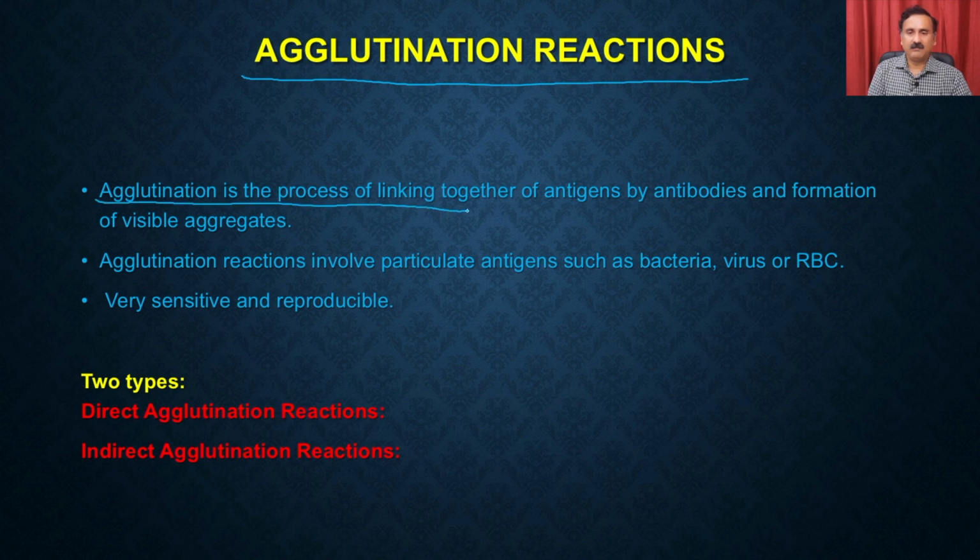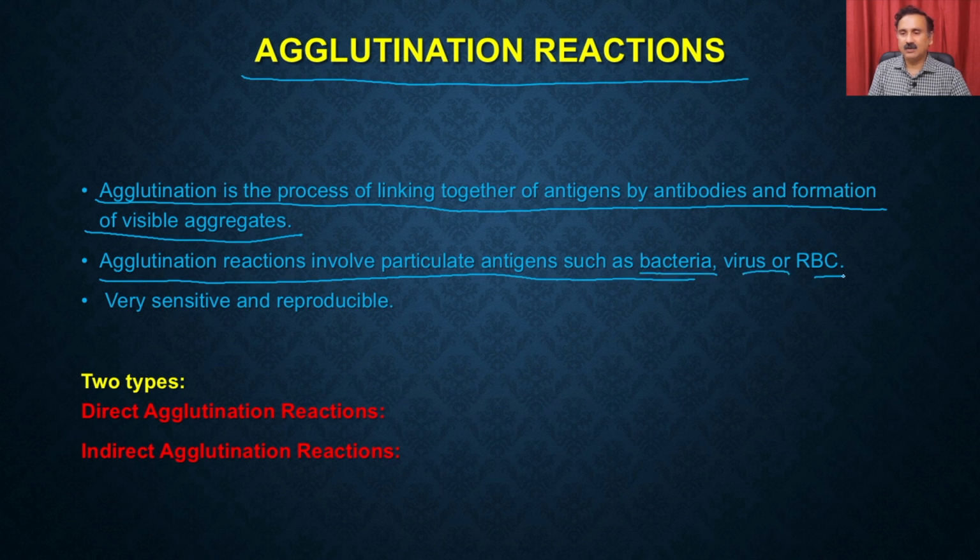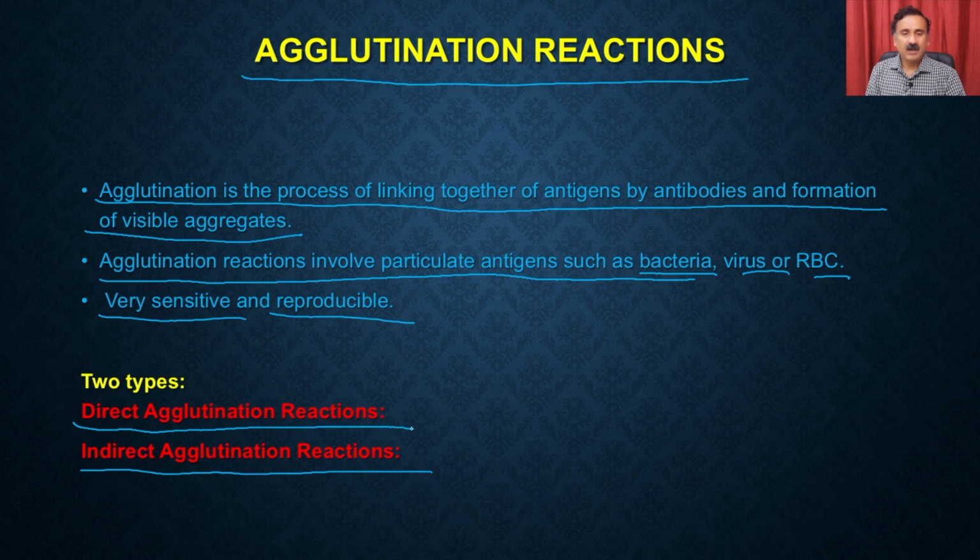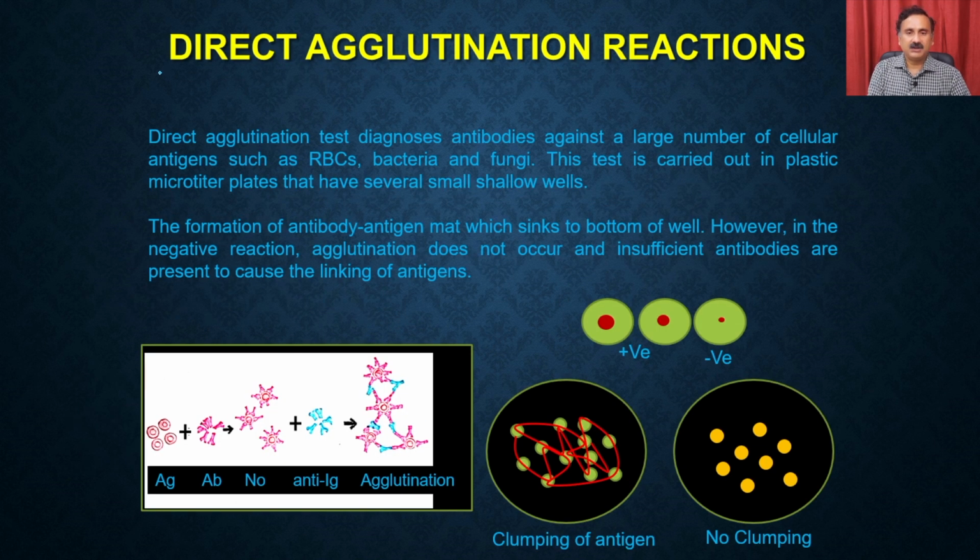Agglutination is the process of linking together of antigens by antibodies and forming visible aggregates. An agglutination reaction involves a particulate antigen such as bacteria, virus, or RBCs. It is very sensitive and reproducible. You can have two different types of agglutination reactions: direct agglutination reactions or indirect agglutination reactions. The direct agglutination test diagnoses antibodies against a large number of cellular antigens such as RBCs, bacteria, and fungi.